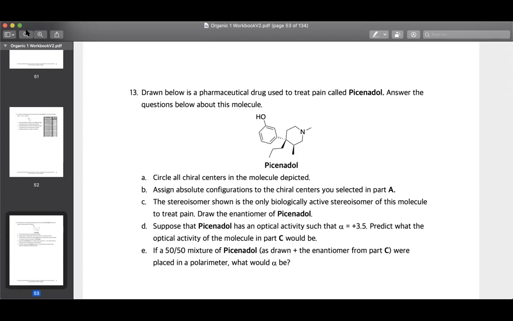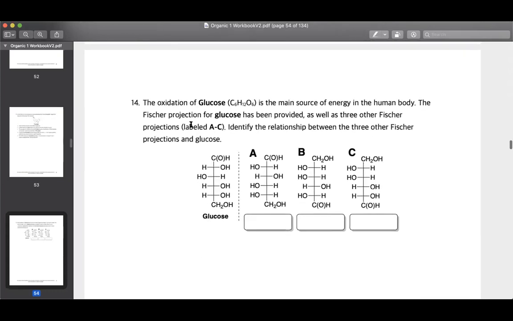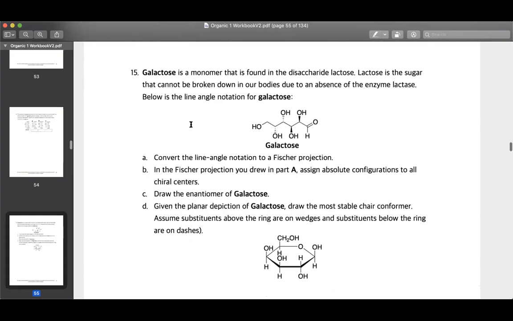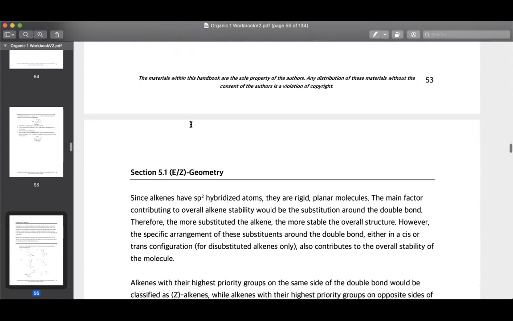Okay, and with that, I think that's enough practice with you guys. 14 is just another relationship question. 15, same thing. And then that's it.